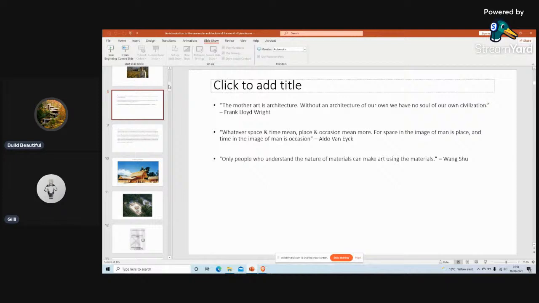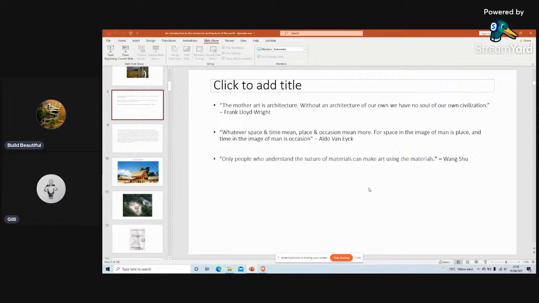And then this is a good one from Aldo Van Eyck. He says, "Whatever space and time mean, place and occasion mean more. For space in the image of man is place, and time in the image of man is occasion." Some context for that quote: he's reacting against Le Corbusier and Siegfried Giedion. Giedion had a famous modernist book called Space, Time and Architecture, and I think he dedicated the most space in that book to Le Corbusier. Le Corbusier was very, very abstract, especially in his urban planning, and there wasn't any sense of place and occasion in it. I think that's a really good quote.